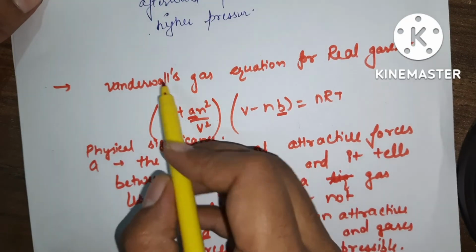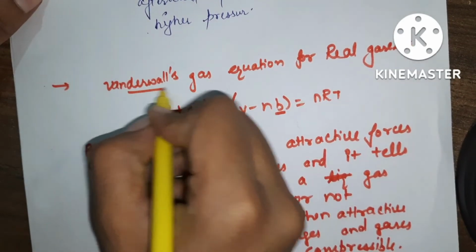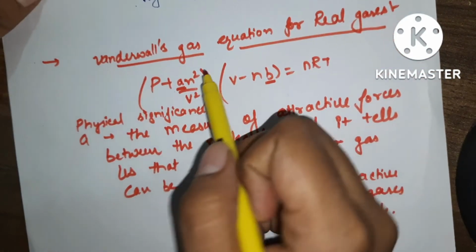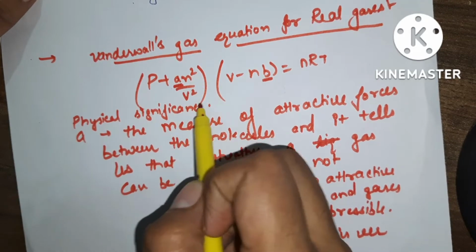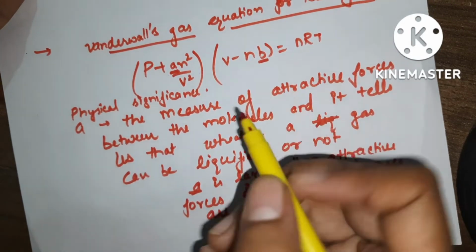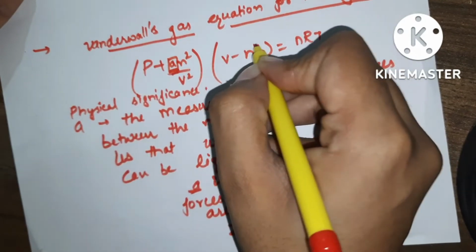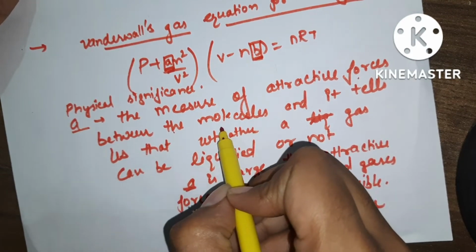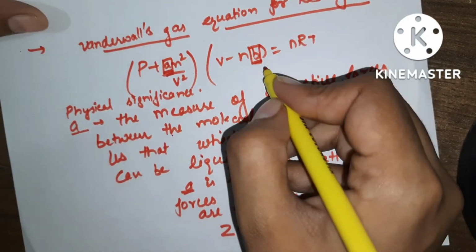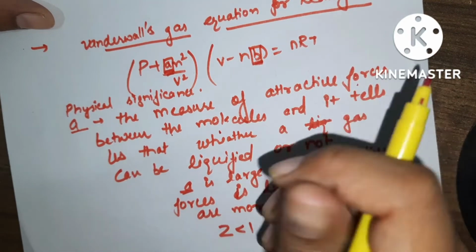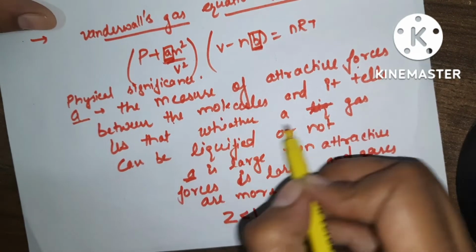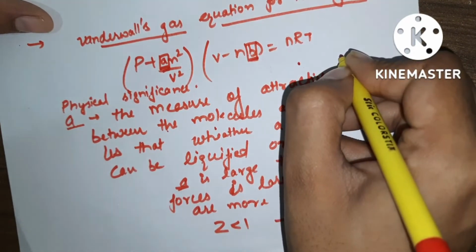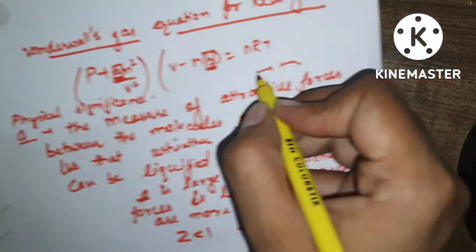Good morning, everyone. Today, I want to discuss with you the van der Waals gas equation for real gases, because I have already discussed the van der Waals gas equation: (P + an²/V²)(V − nb) = nRT. What is a and what is b now? a is the measure of attractive forces between the molecules, meaning how much force is playing between the molecules to attract them. It tells us whether a gas can be liquefied or not, because if there are attractive forces, then gas molecules that are far away from each other can attract each other.